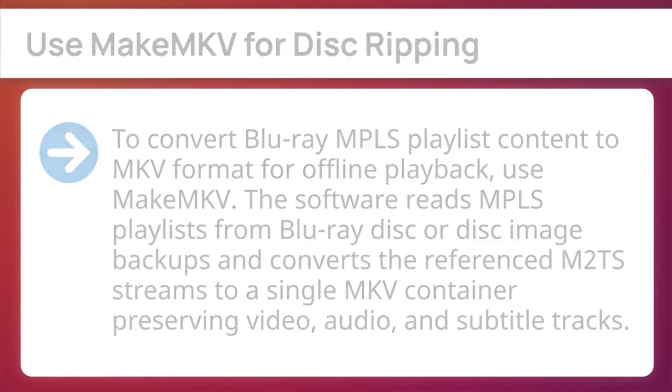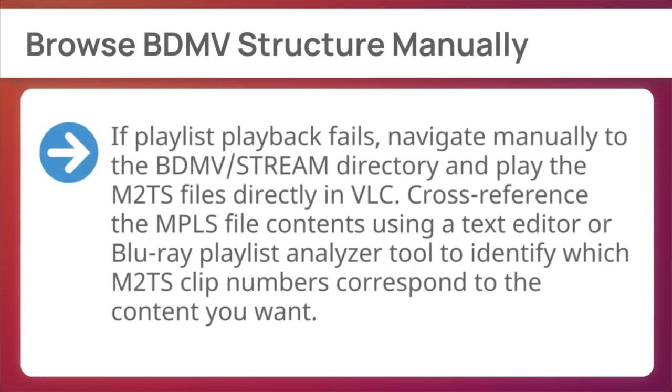And finally, browse BDMV structure manually. If playlist playback fails, navigate manually to the BDMV stream directory and play the M2TS files directly in VLC. Cross-reference the MPLS file contents using a text editor or Blu-ray playlist analyzer tool to identify which M2TS clip numbers correspond to the content you want.